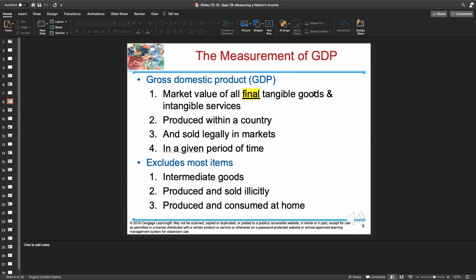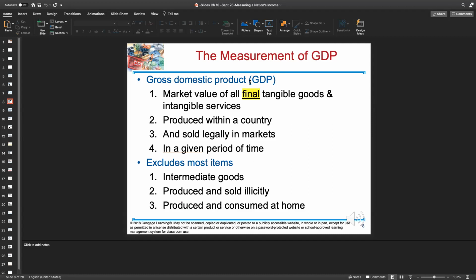So what is the measurement of GDP? How can we measure GDP, this gross domestic product? To measure the gross domestic product, we have to consider the market value of all final, not intermediate, tangible goods and intangible services. So when we say the market value of all final goods and services, it means that we don't actually include the intermediate goods.